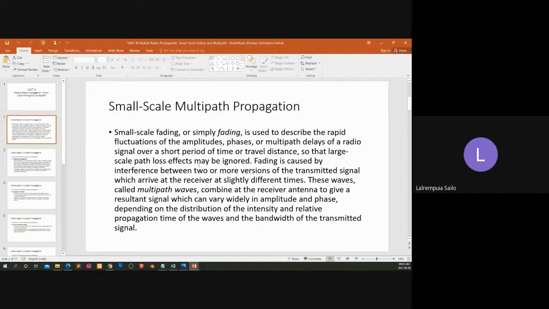Then these versions of the transmitted signal arrive at the receiver at slightly different times. This is called fading. They fade each other, and then there is interference. These waves are called multipath waves. These different types of multiple signals arrive at the system in different forms, different versions. From the origin, they come out at the same time.